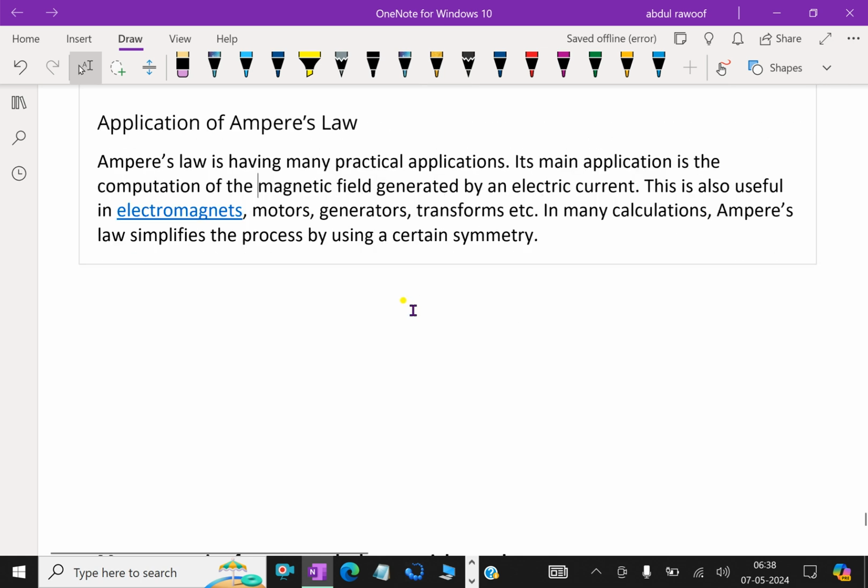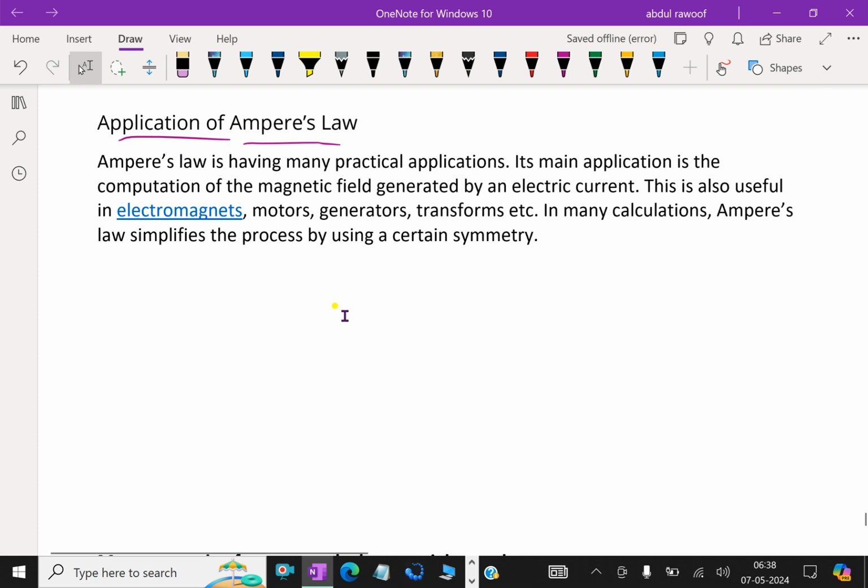Application of Ampere's law. Ampere's law has many practical applications. Its main application is the computation of the magnetic field generated by an electric current. It is also useful in electromagnets, motors, generators, transformers, etc. In many calculations, Ampere's law simplifies the process by using certain symmetry.